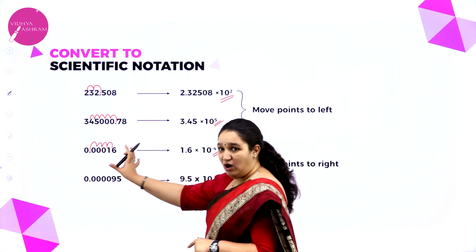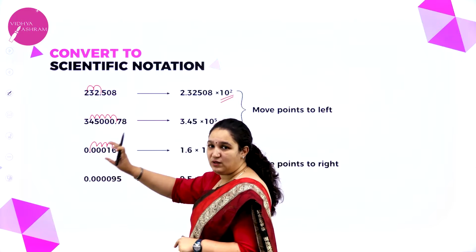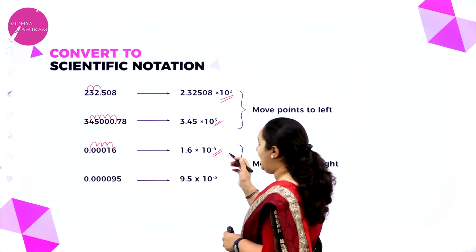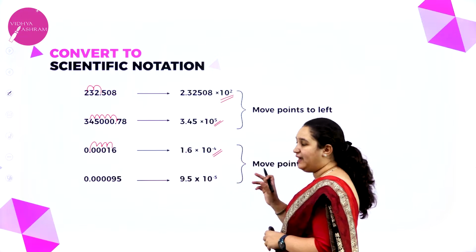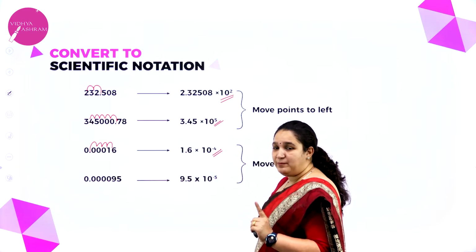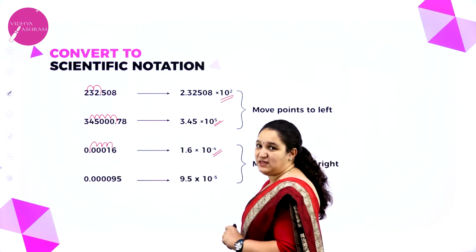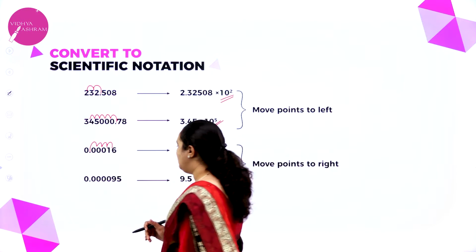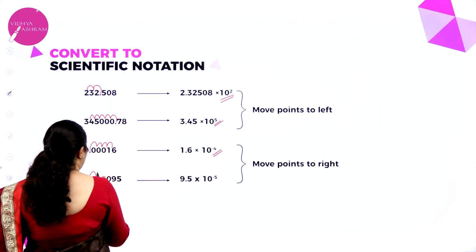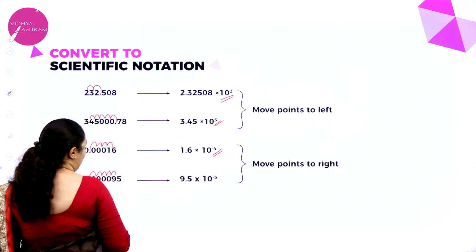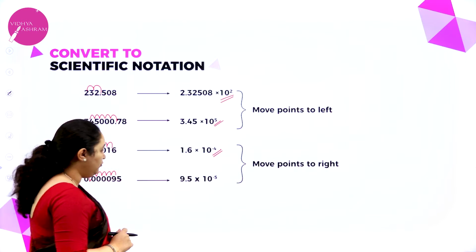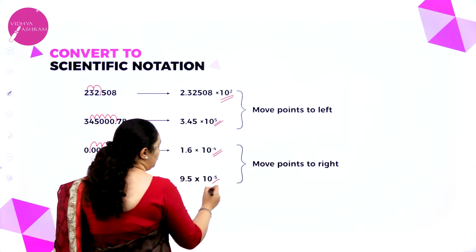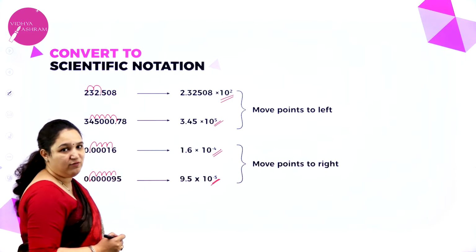A small number, when I put it in the form of a little larger number, then I have to move the point towards the right. The exponent will come as minus. Okay. Similarly, you have one more small number. I shall move the point now: 1, 2, 3, 4, 5 places I have moved towards the right. So, it will be 9.5 into 10 to the power minus 5.